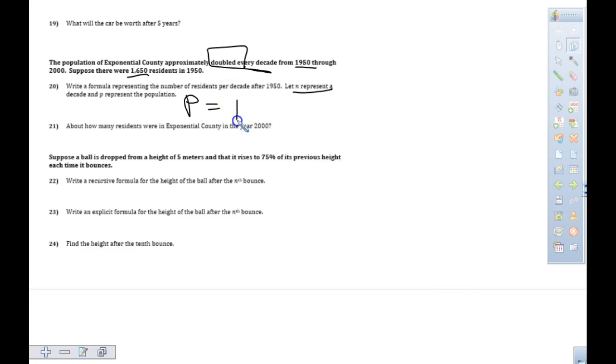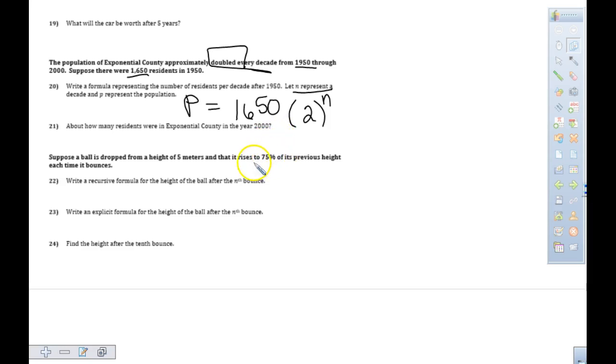And so if I ask you to write an equation on the test, you have to have a variable, like y equals, P equals in this case. And they told us it was doubling, so that's where the 2 times comes from. And then we are taking it to the n power. We are talking about n being a decade. So from 1950 to the year 2000, we are talking about how many decades? We're talking about 5.